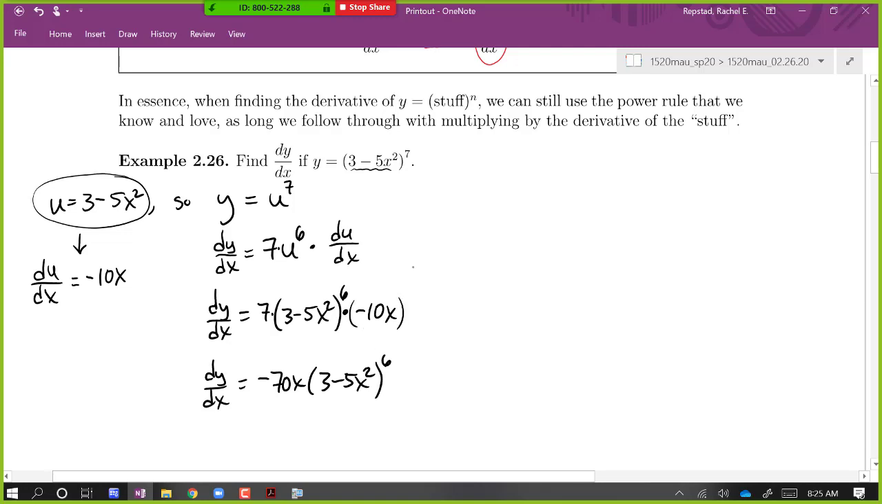du dx. Now, I said I was going to do it twice. And really, either of these two approaches is fine.